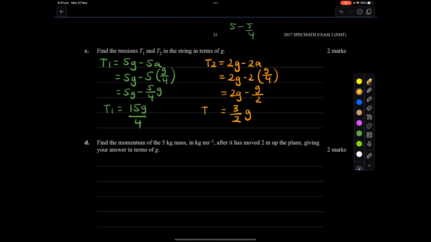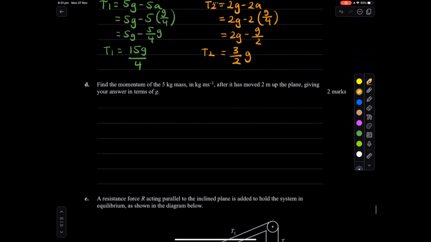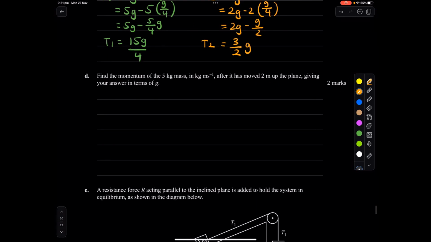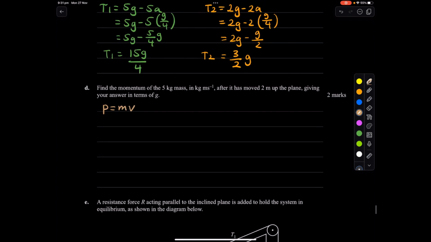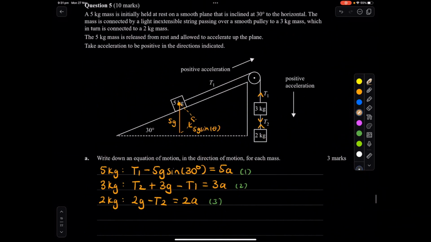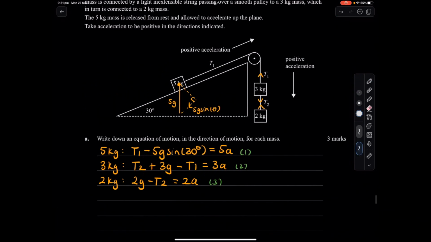So that's T2. Now, find the momentum of the 5 kilogram mass in kilogram meters per second after it has been moved 2 meters up the plane. Okay, we know momentum is just mass times velocity. We want to find the momentum of the 5 kilogram mass if it's moved 2 meters up. So imagine it starts over here and it moves over here, and this is 2 meters.